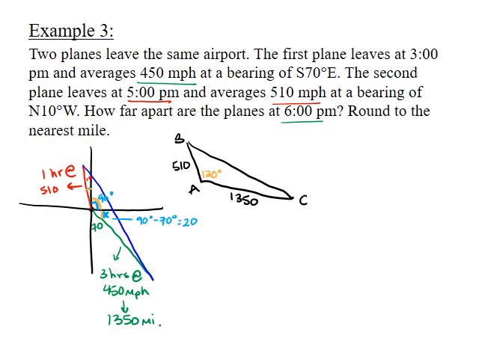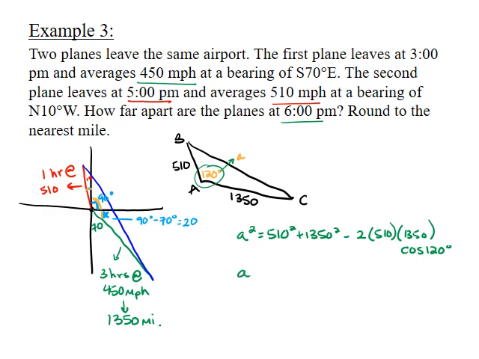Okay, well, we want to find how far apart the planes are, which would be side A in this case. So if I know angle A, I can find side A by using the law of cosines as follows. A squared is equal to 510 squared plus 1350 squared minus 2 times 510 times 1350 times cosine of 120 degrees.